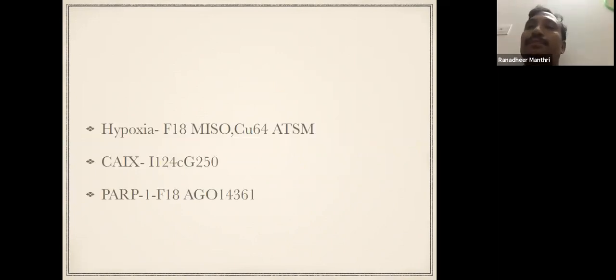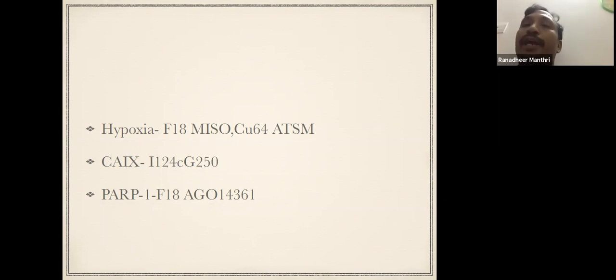So the hypoxia is also because of this only. F18 misonidazole I was talking about. Genomic instability is because of hypoxia also. Hypoxia can lead to genomic instability. Genomic instability can lead to hypoxia. F18 misonidazole, copper 64 ATSM, and carbonic anhydrase 9. This is another beautiful marker. I124 CG250, that is called girentuximab. This is used in imaging renal cell carcinomas, as renal cell carcinomas express a lot of carbonic anhydrase 9.